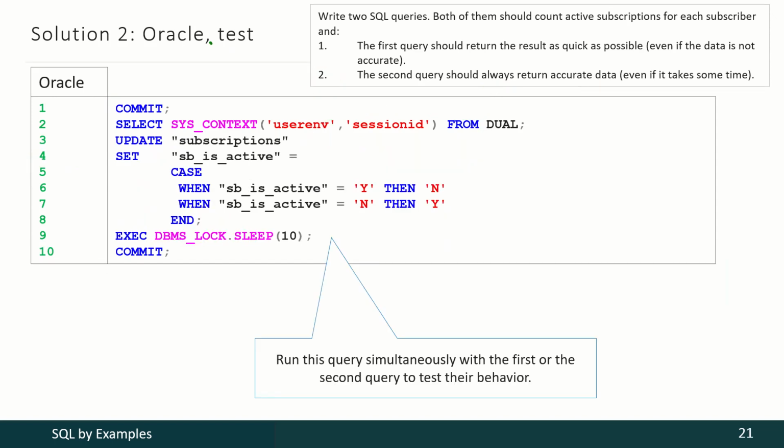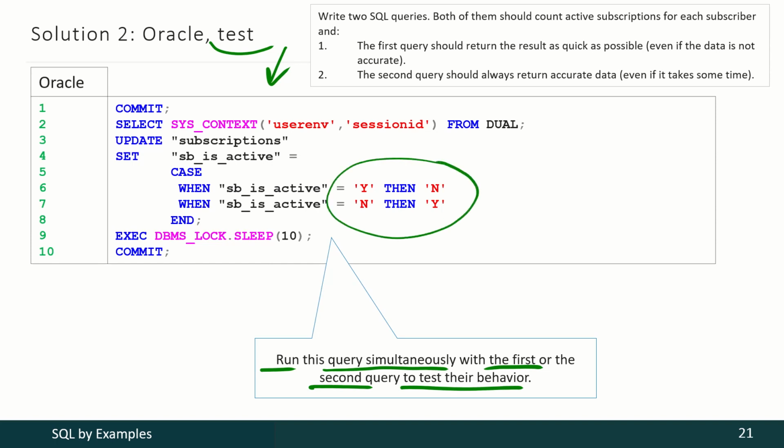And of course, to test our solution properly, we have to create another code. Like with MySQL and Microsoft SQL Server, we should run this query simultaneously with the first or the second query to test their behavior. Inside we are only changing the status of each subscription, but as this information influences this result, execution of this query simultaneously with the first and the second will allow us to investigate their behavior deeper.